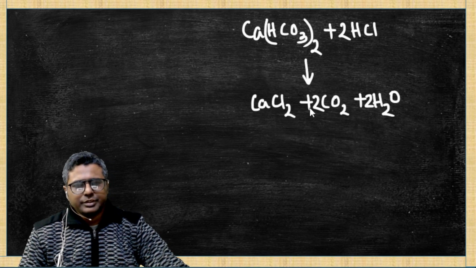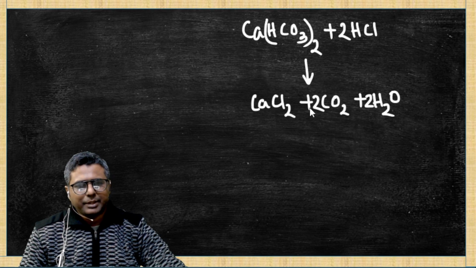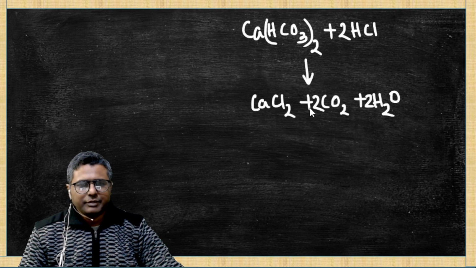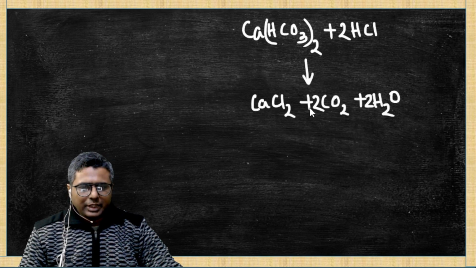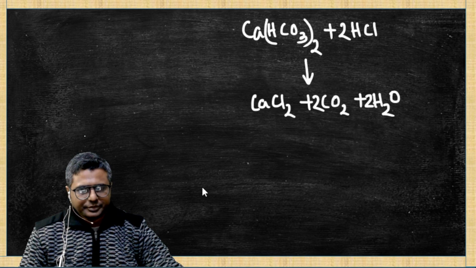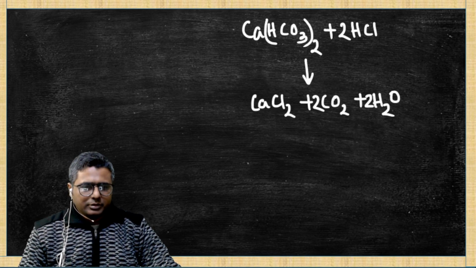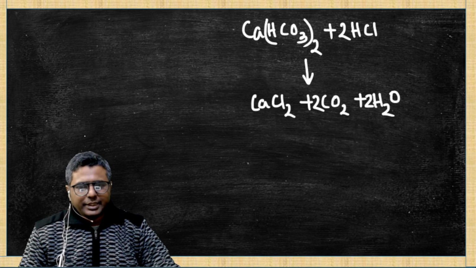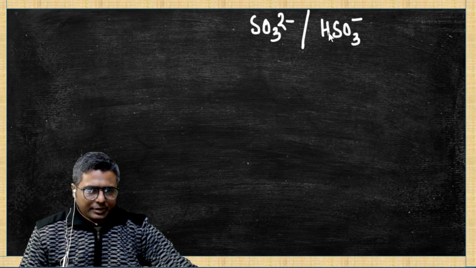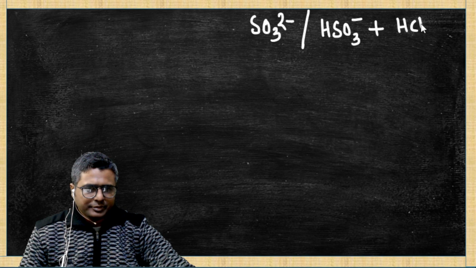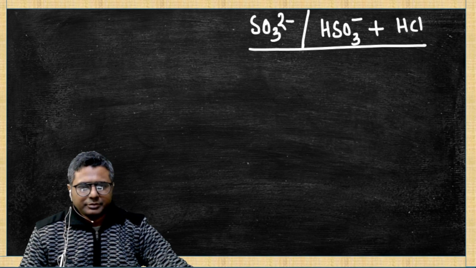So same to same, everything is same, observation is also same. So calcium bicarbonate and calcium carbonate don't give any different kind of reaction with dilute acids, it gives the same kind of reaction. Okay. So now we will be going into the sulfites and bisulfites. First of all, you guys will try sulfites and bisulfites plus HCl. This is a reaction which we will try.